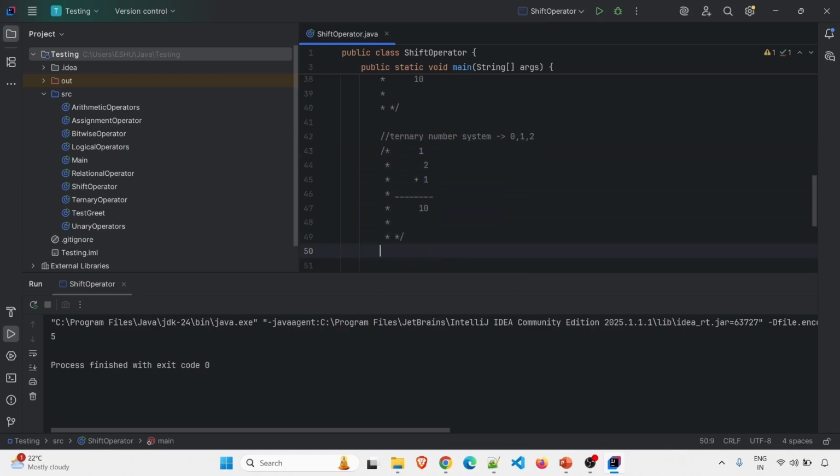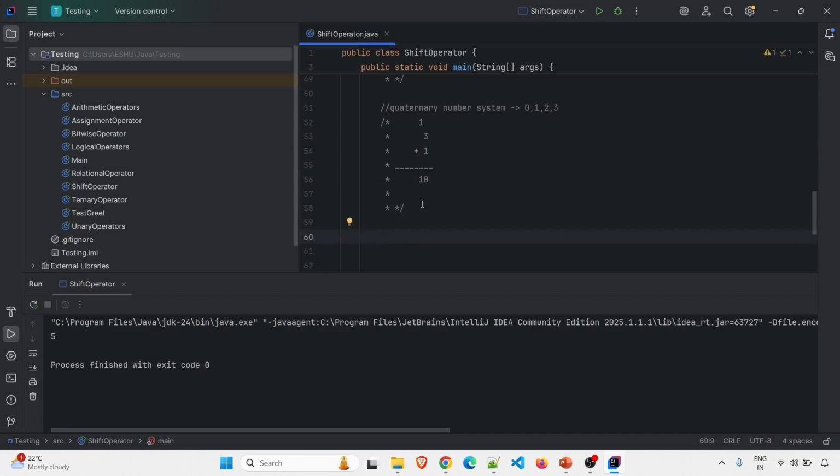Similarly, if we consider the quaternary number system, it will have four numbers: 0, 1, 2, 3. Now, if in this number system I want to do 3 plus 1, there is no digit like 4 to represent 4. It has only 0, 1, 2, 3. So for 3 plus 1, 1 will be carried over. We will get 0 here and we will take 1 as it is. So in quaternary number system, 3 plus 1 is 10.